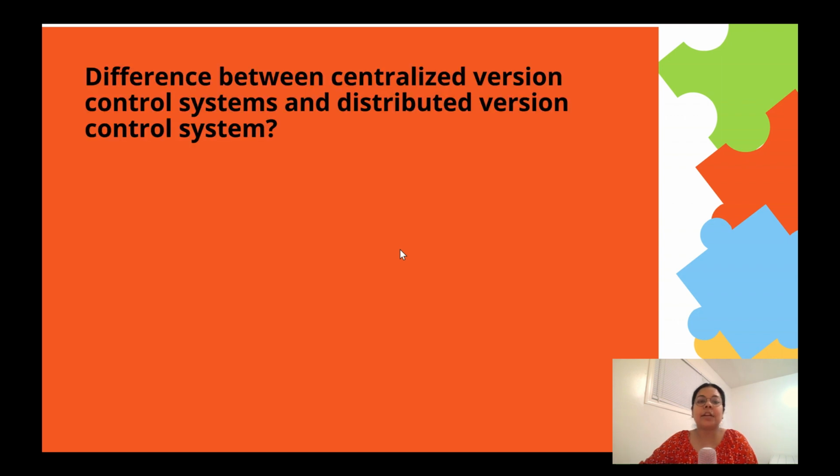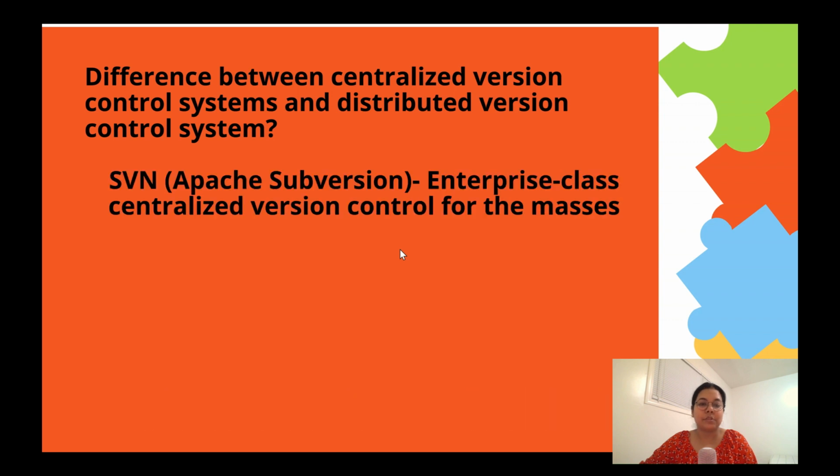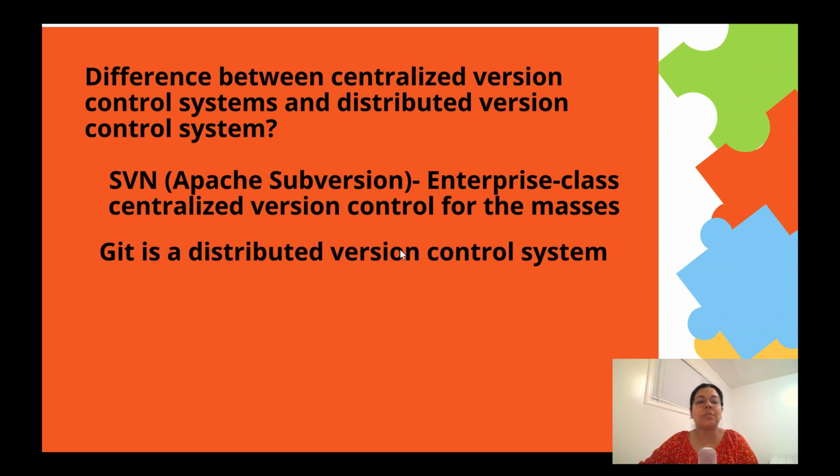Now let's look into the difference between centralized version control systems and distributed version control systems. So for centralized version control systems, an example could be SVN, which is Apache Subversion, or Tortoise SVN, which is a part of the centralized version control systems. And then we have distributed version control systems. Git is an example of a distributed version control system.